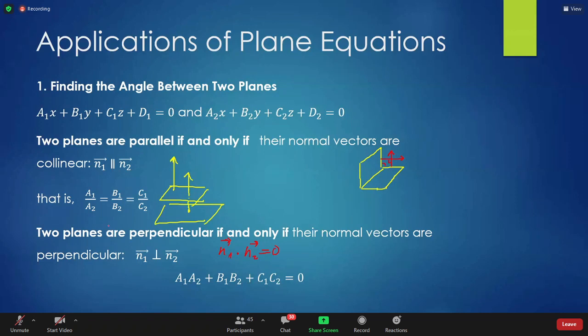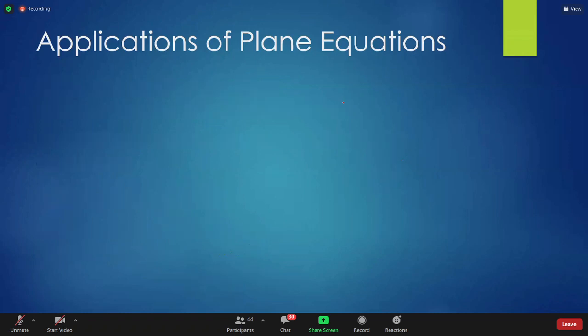From the second unit on vectors, we had questions like this: when are two vectors parallel? When are two vectors perpendicular? And we use those to establish connections between planes. So that would be the first application, finding the angle between two planes. What else could we do with plane equations?